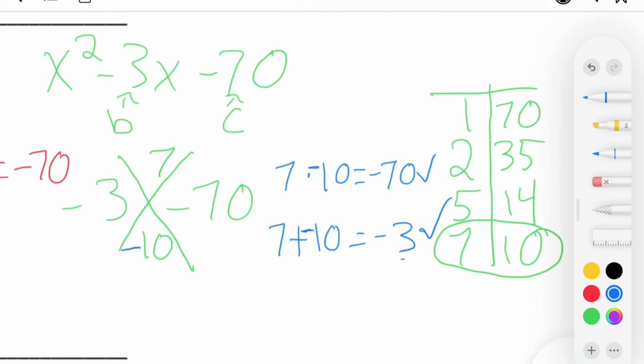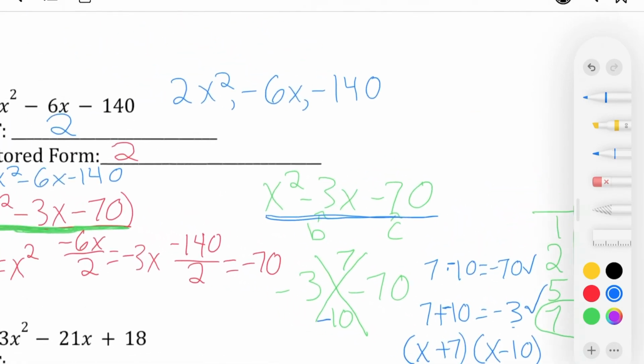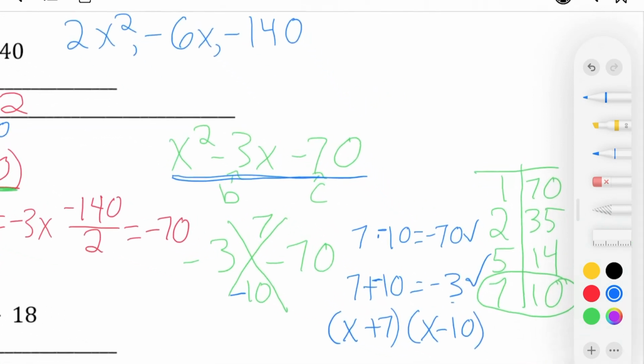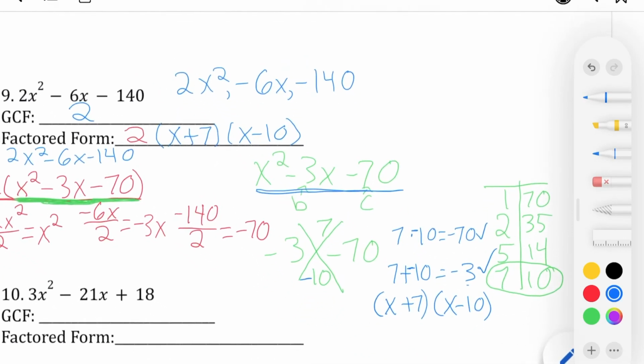So what does this mean? If it was simply just our expression of x squared minus 3x minus 70, our factor form would be x plus 7 because it's positive times x minus 10 because it's negative. But it is not simply just x plus 7 times x minus 10. We did have a greatest common factor, so our answer is 2 times those two parentheses. So there is our factored form of number 9.